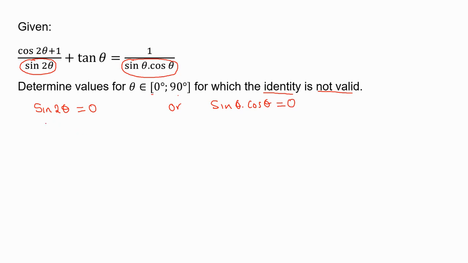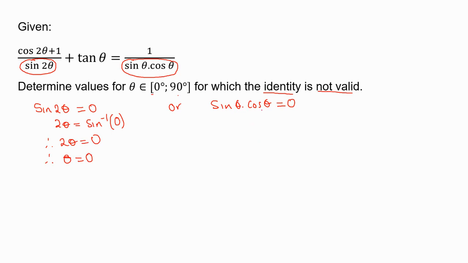So we take the arc sine, so 2 theta is going to be arc sine 0. You see that? So meaning that 2 theta is equal to 0, meaning that theta is equal to 0. Okay, done with that side.